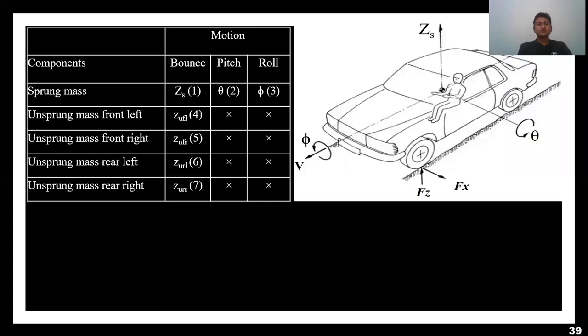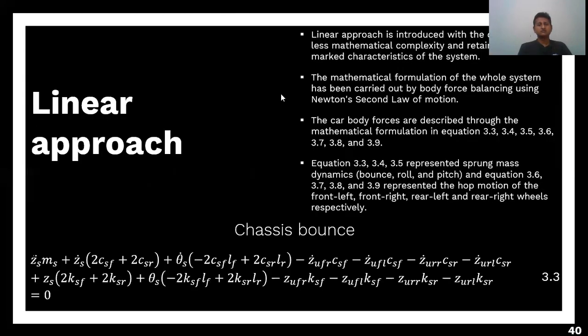So these are the different motions. We are considering a 7 degree of freedom system, with different motions: bounce, pitch, and roll. This is the sprung mass motion ZS, the vertical dynamics, and the sprung mass front left and front right, the 4 corners of the vehicle. They will also show some vertical displacement or vertical movements. So this is basically the linear approach. I will not go into detail.